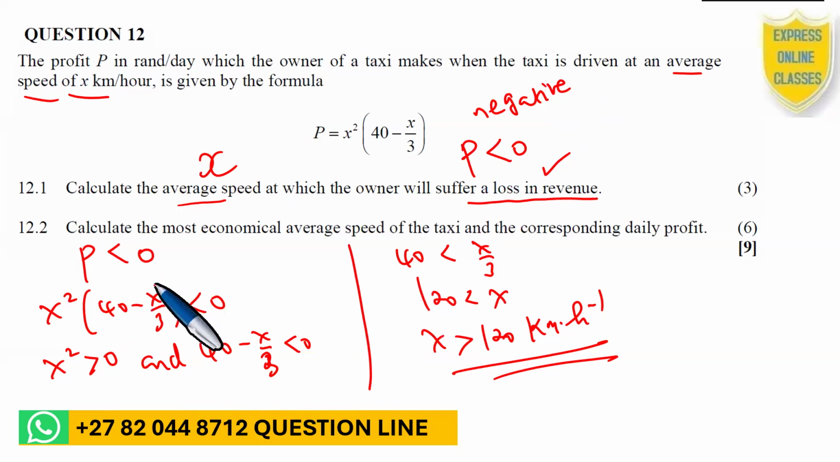So if you have negative profit, then the profit must just be less than zero for the owner to suffer a loss in revenue. Not zero profit, less than zero profit. Now if the profit function is this one, you must make it less than zero. To solve this, x squared you already know is greater than zero. And the (40 minus x) over 3 must therefore be negative, which means 40 is less than x over 3, which means therefore x is bigger than 120, so x is bigger than 120 kilometers per hour.